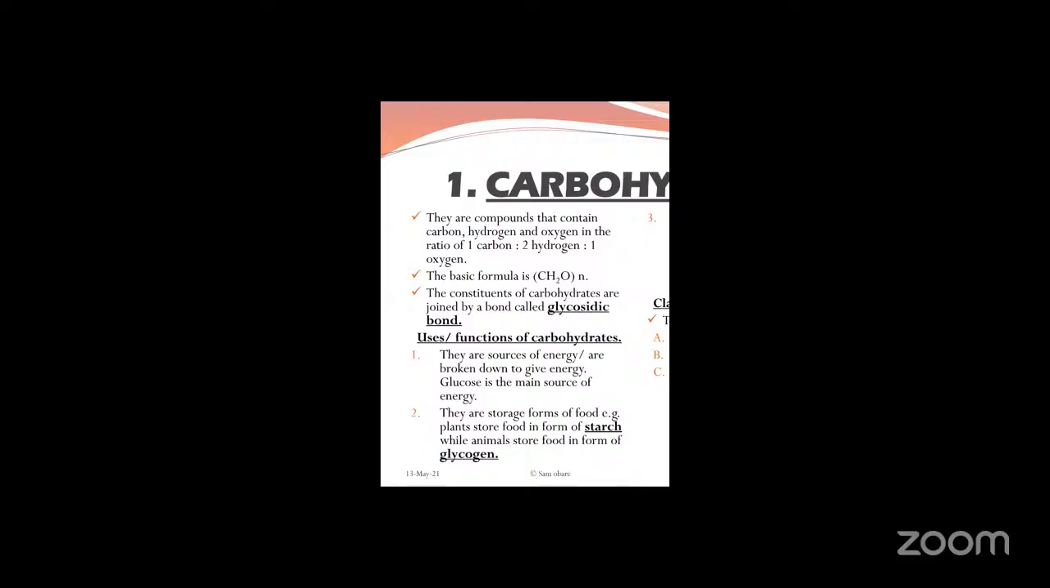Uses or functions of carbohydrates. How are carbohydrates used in the body? Now, who is going to tell us some of the uses of carbohydrates in the body? Anything that you know about the uses of carbohydrates in the body? Anyone?